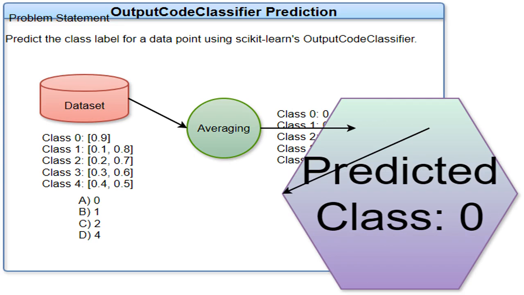This is the final answer. By comparing the average probabilities calculated in the previous step, we see that Class 0 has the highest average probability, 0.9. Therefore, the OutputCodeClassifier predicts Class 0 for this data point. We've cracked the code.